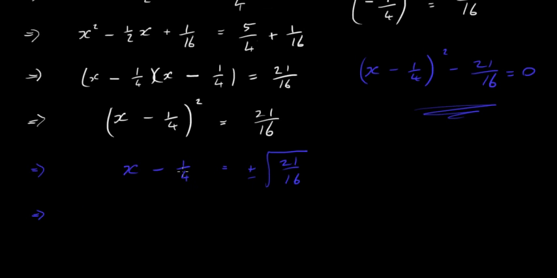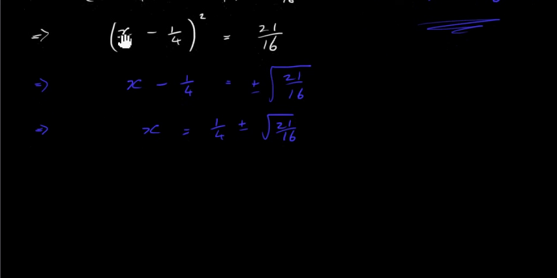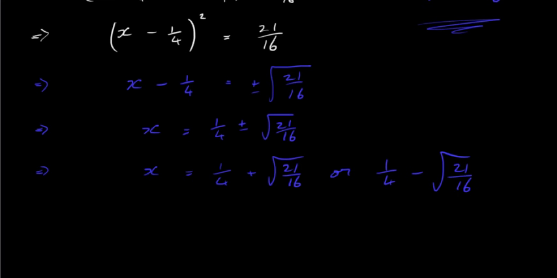Okay, so the next thing we want to do is bring this over here. So we end up with x is equal to a quarter, plus or minus the square root of 21 over 16. So there are two answers, and it depends on what kind of format you're asked in the question that you want the answer. Well, I'll just leave it like this. So x is going to be equal to a quarter plus the square root of 21 over 16, or a quarter minus the square root of 21 over 16. And that's it.